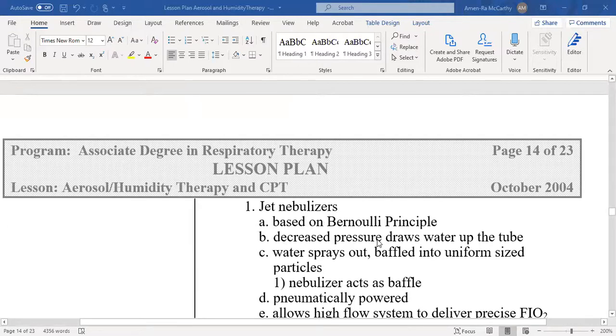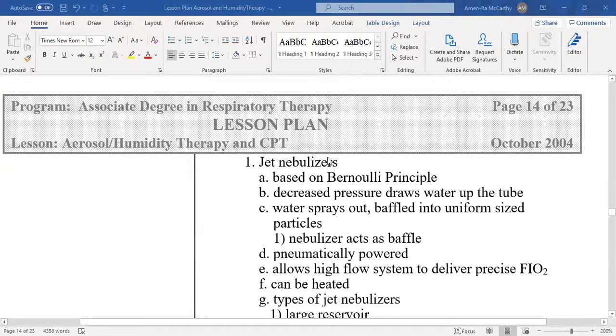See. Now, when you saw jet humidifier, it's the same as the jet nebulizer, just a little different, which you never even see. So when I say jet, I'm talking about these, okay? The aerosol generator, large volume nebulizer with the Bernoulli principle, and who at the top? Venturi. Hey, that's what we're talking about. That's the jet nebulizer, also known as the large volume nebulizer. Same thing, okay? Based on the Bernoulli principle, the decreased pressure draws the water up that tube.